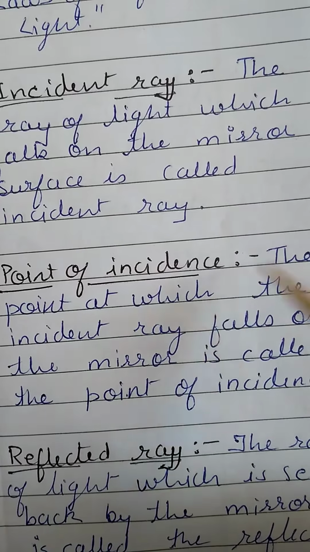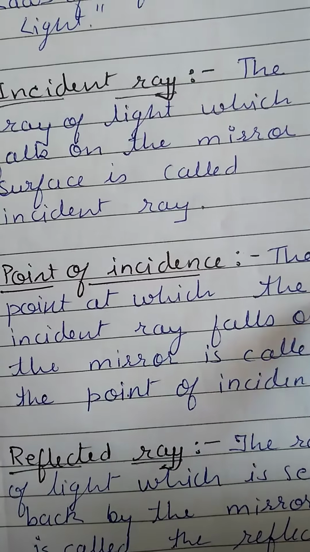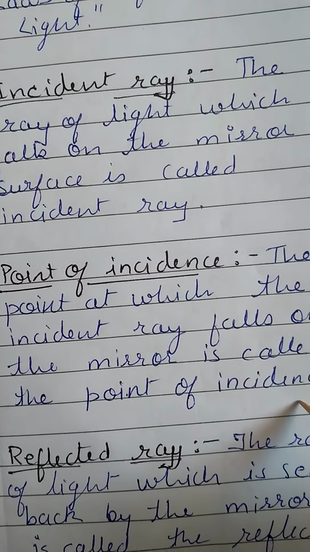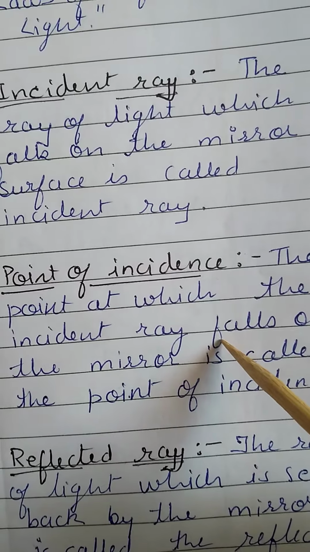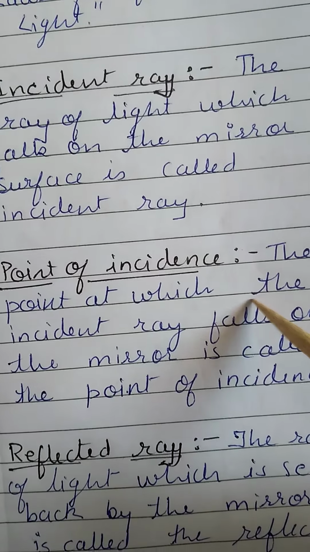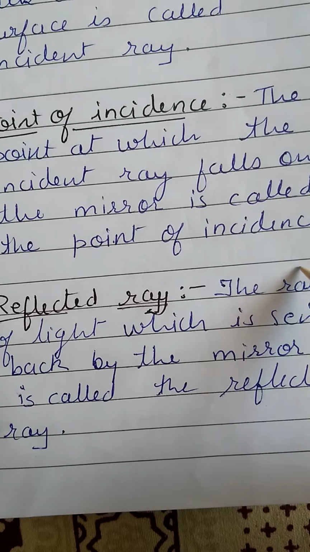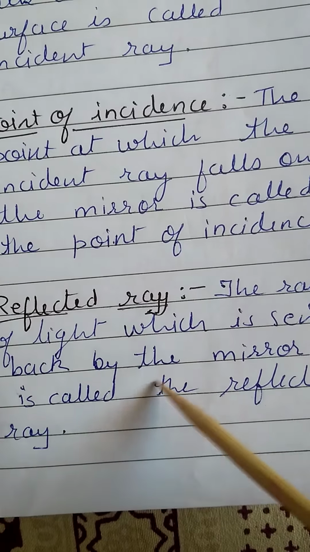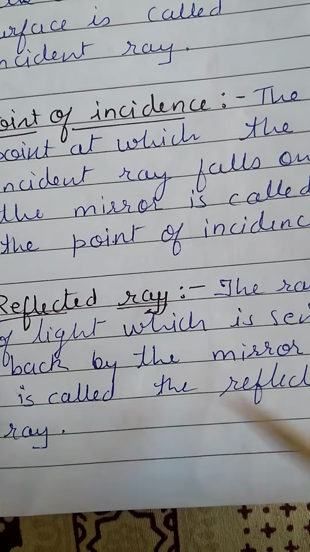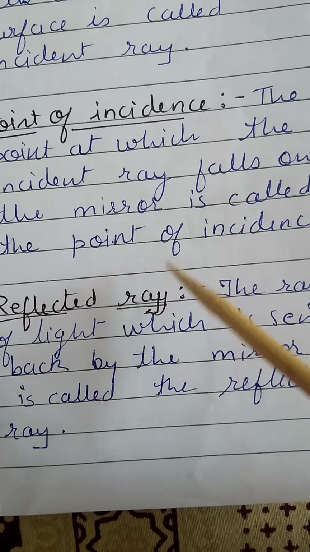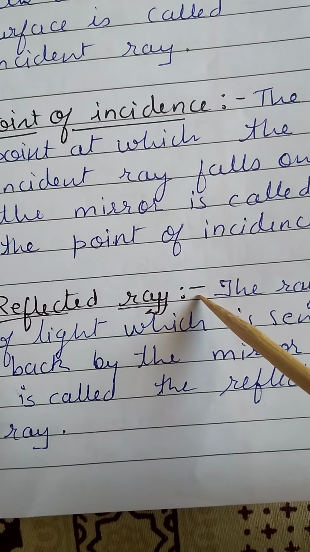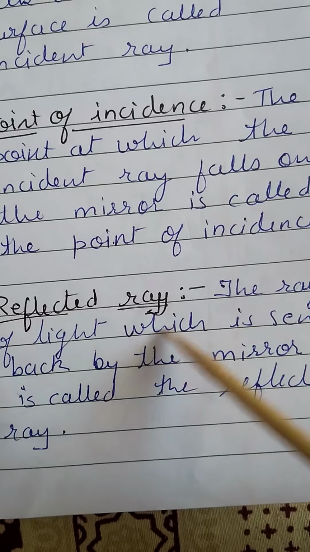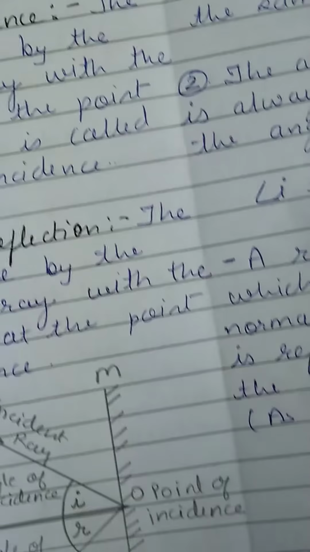Point of incidence: the point at which the incident ray falls on the mirror is called the point of incidence. Means the point at which the incident ray is touching the mirror, that is the point of incidence. And a reflected ray is a ray of light which is sent back from the mirror. Means after touching the mirror surface it will reflect the light back, that is called the reflected ray. So these are the terminologies which we have to understand.